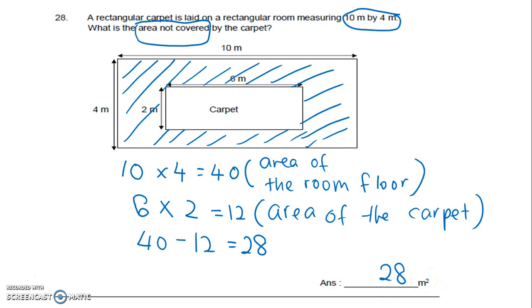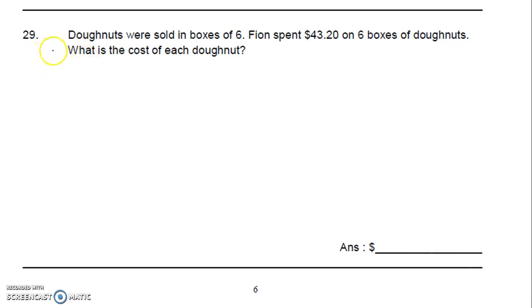Okay, let's move on. Okay, question 29. Donuts were sold in boxes of 6. Fionn spent $43.20 on 6 boxes of donuts. What is the cost of each donut? So I know that the donuts are sold in boxes of 6. What does boxes of 6 mean? It means that in one box, there are actually 6 donuts.